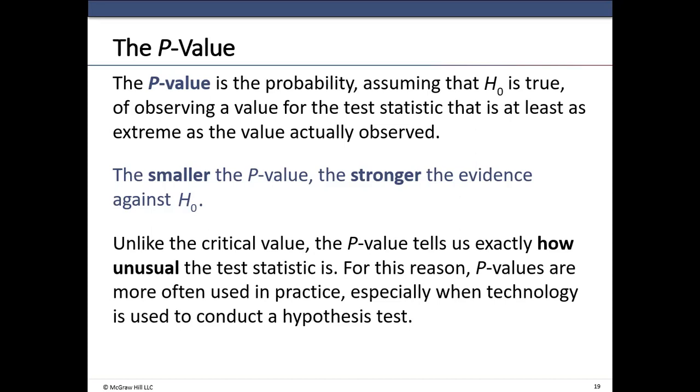Once we calculate the test statistic, we calculate a p-value. What is a p-value? It is the probability of obtaining a test statistic as extreme as the one we have obtained, assuming H0 is true. The smaller the p-value, the stronger the evidence against H0. Unlike the critical value, the p-value tells us exactly how unusual the test statistic is. For this reason, p-values are more often used in practice, especially when technology is used to conduct a hypothesis test.